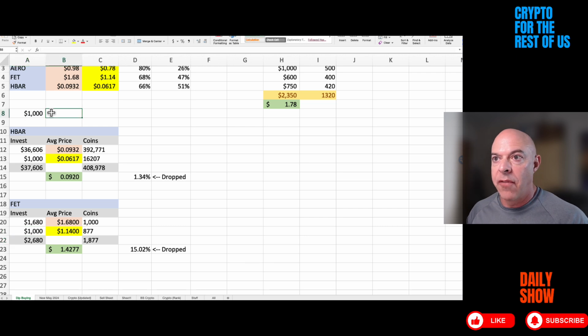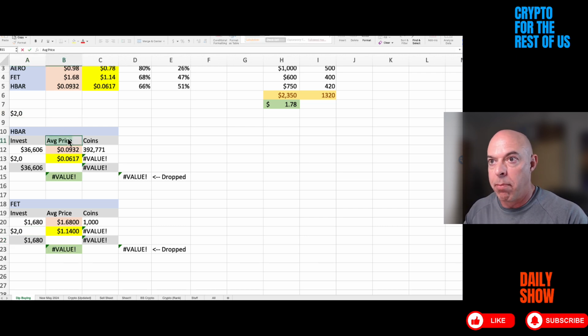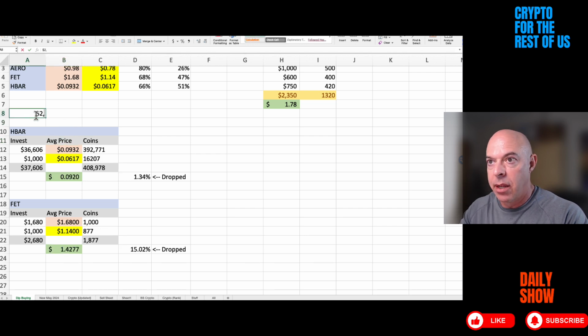Now watch, if I had 1,000, what if I had 2,000? Well, it would update this to 2, update that to 2. You can see the percent dropped is 2.58%. This one's 20%. Well, what if I had 4,000? It automatically does both of these cells. This one would be 4%. This one would be 25%. Okay, so there you can see very quickly.